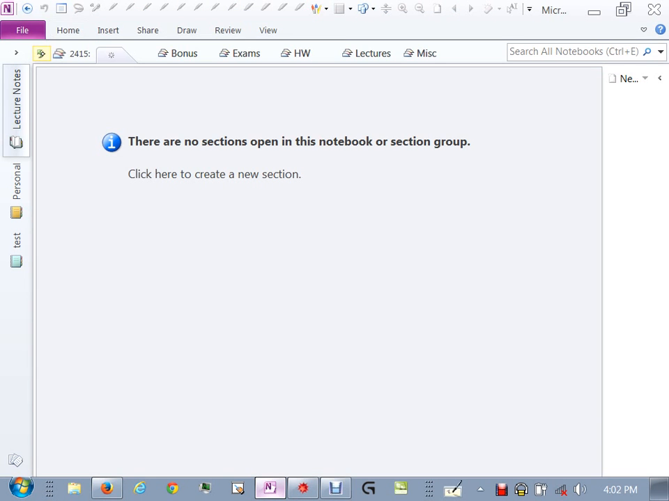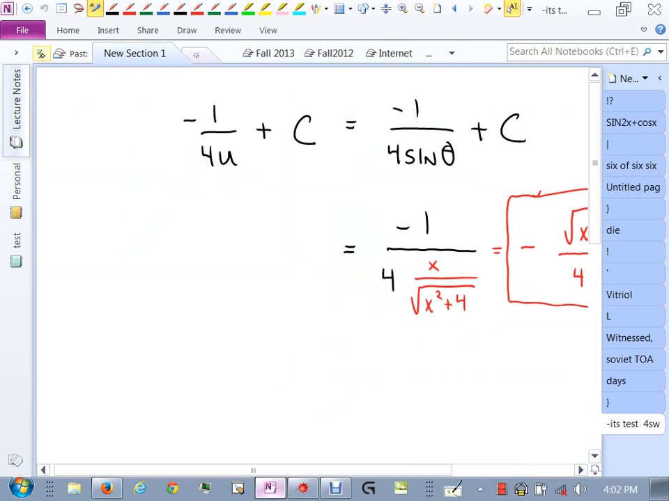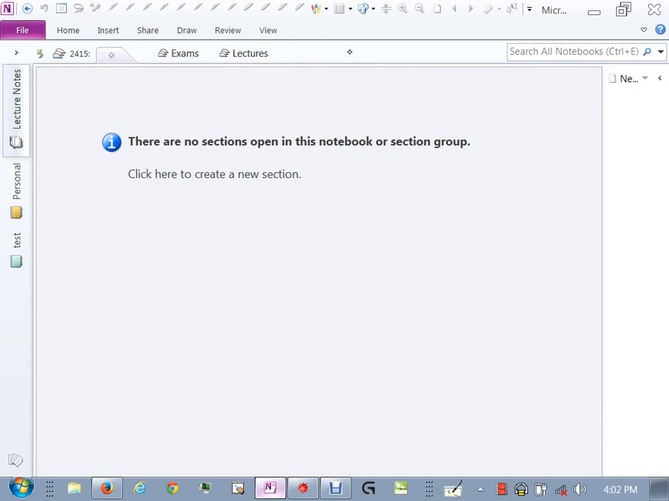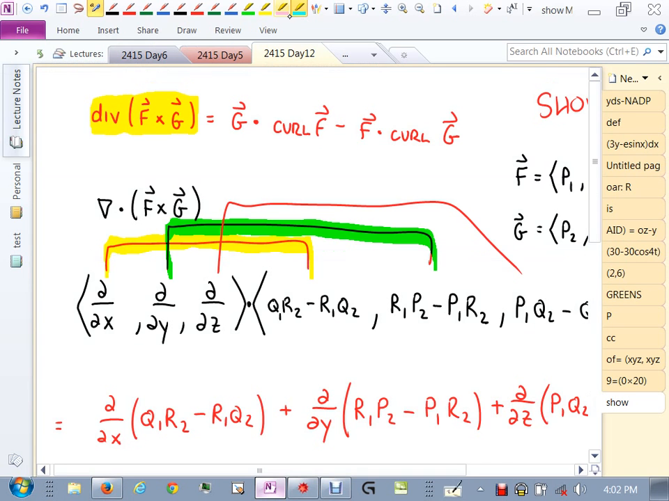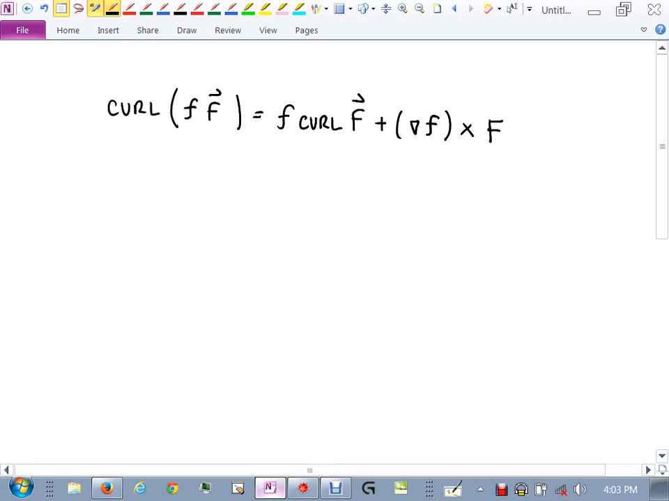The one you're being asked on your take-home is somewhat different than what I just did. You're being asked to show that the curl of fF equals f curl F plus del f, or gradient of f, cross F.